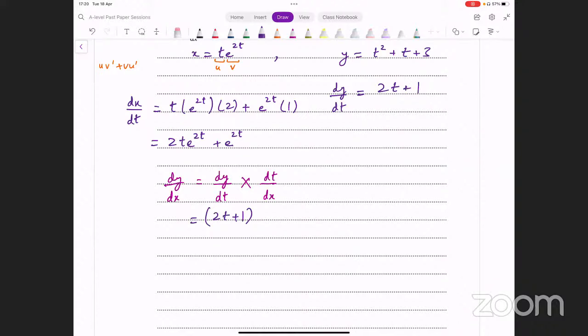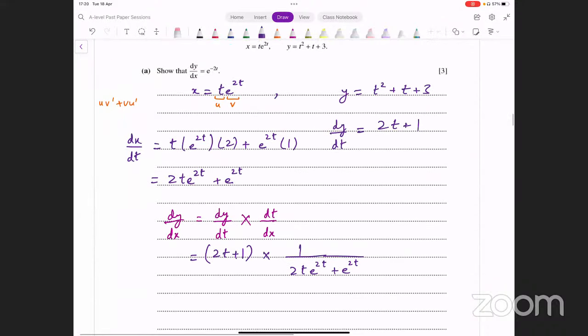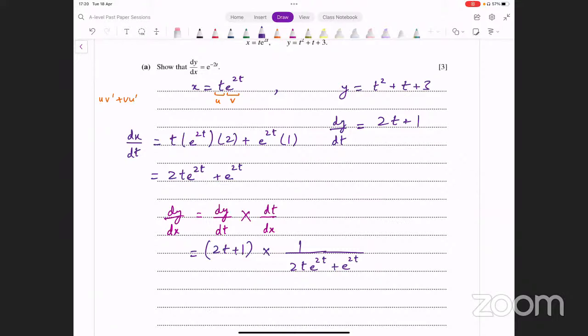Into dt over dx. dt over dx is the reciprocal of this thing. Okay? So that's 1 over 2t into e raised to power 2t plus e raised to power 2t. ये आपके पास dy over dx आ गया. अच्छा, अब आपने शो क्या करना है? आपने शो करना है कि the derivative is actually e raised to power minus 2t.